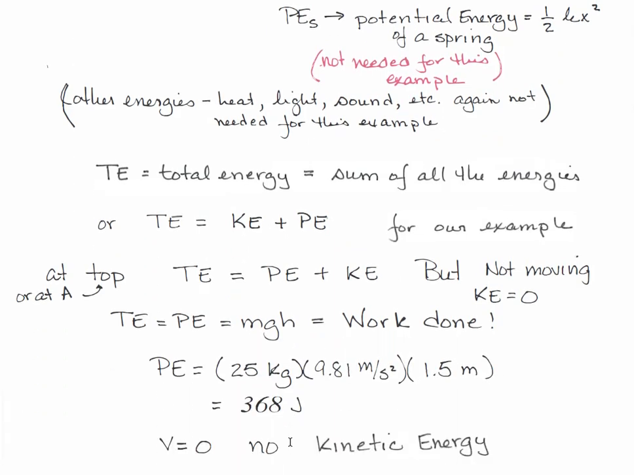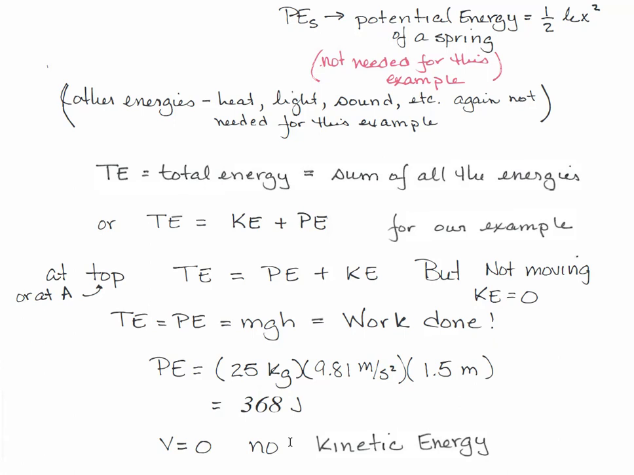At the very top, the total energy, because we don't have a spring, and we're not worried about heat, light, sound, or those other things, is going to be the sum of all the energies, which in this case is just my kinetic energy and my potential energy. But at the very top, based on what we've seen before, I have no motion. If I have no motion, v is equal to 0, so I have no kinetic energy. So at the very top, my total energy is equal to my potential energy, which is equal to the work that I put into the system. So here it's equal to the work done.